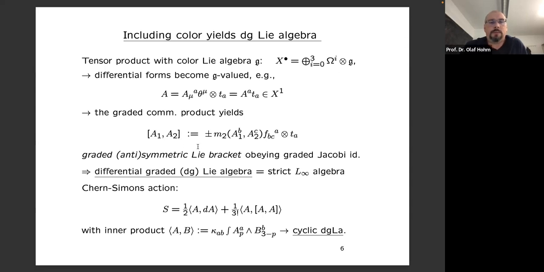And now you can check that this has the properties of a graded anti-symmetric or symmetric, depending on the convention, Lie bracket, because before the M2 was commutative, graded commutative, but you pick up an extra sign because the entries here are now contracted with the structure constants, which are of course anti-symmetric. So it has the right symmetry properties to be a Lie bracket. And in fact, it also satisfies the graded Jacobi identity.